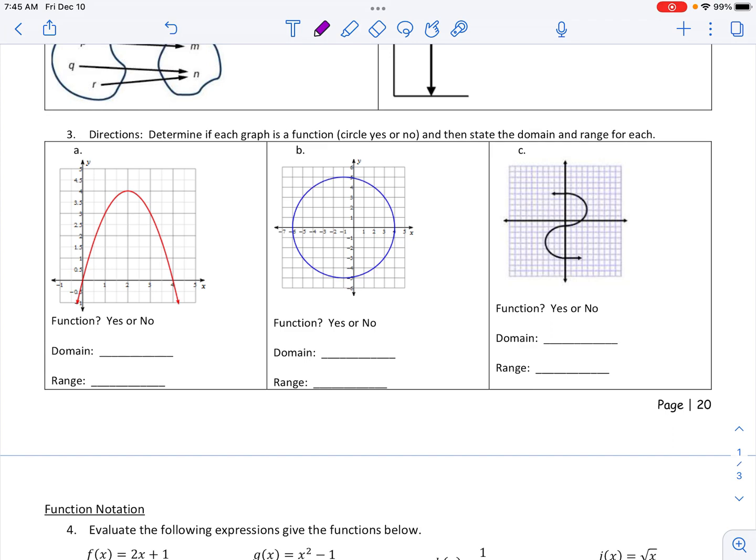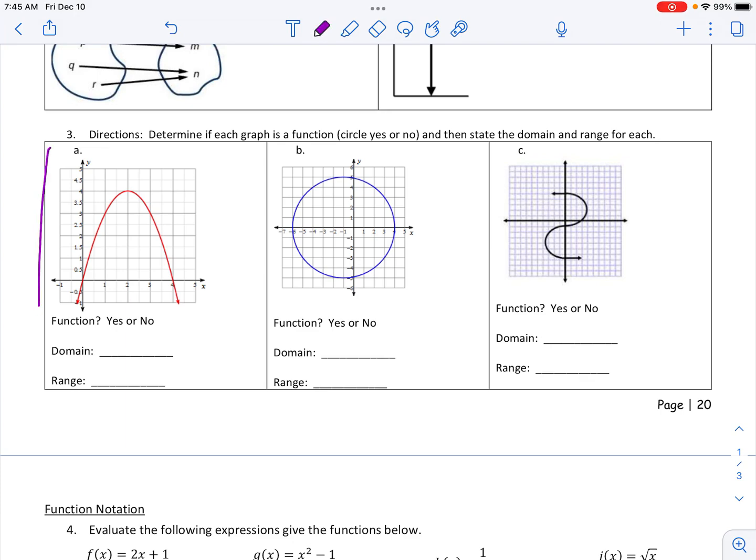Now for number 3, we want to determine if they're functions or not, and then we're going to come around and do the domain and range. This is what we had done on the first day of things. So this is, like I said, just a nice pull together of everything, and then it's really practice after that. Domain and range is also going to bring in the interval notation that we had talked about from Tuesday.